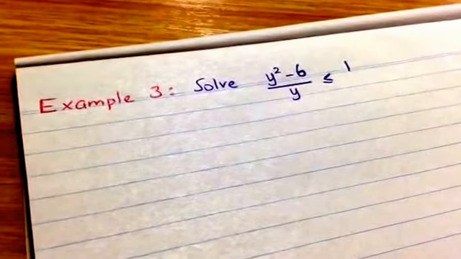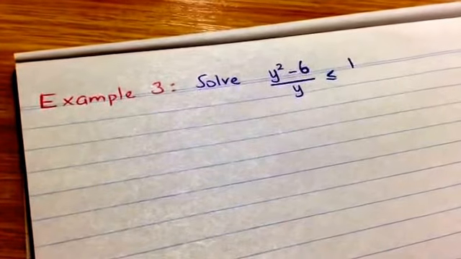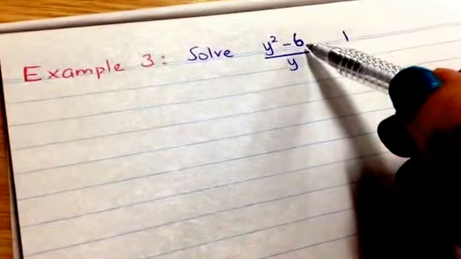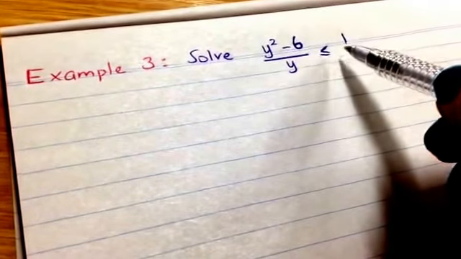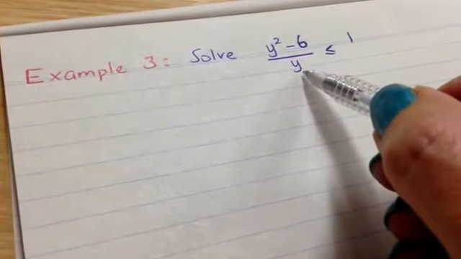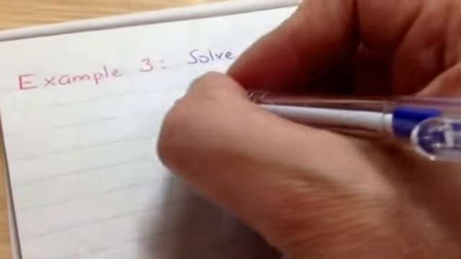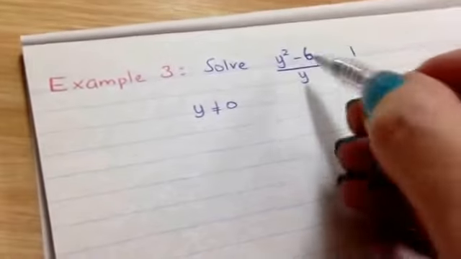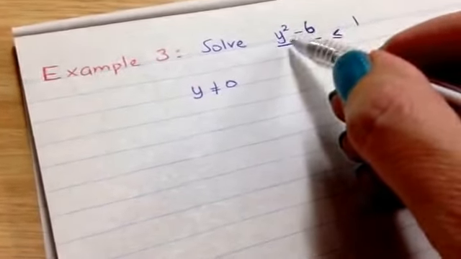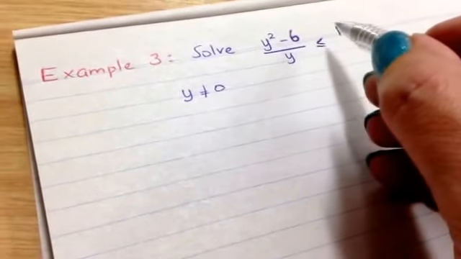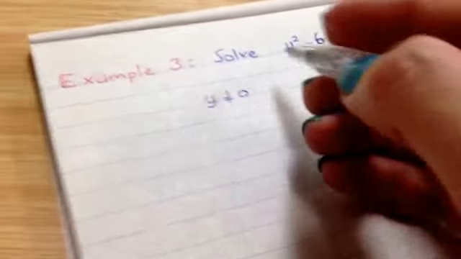And the third example of an inequation with a pronumeral in the denominator is this one: y squared minus 6 over y is less than or equal to 1. Now, clearly y cannot equal 0, so you need to write that down first. Then the next thing you have to do is multiply both sides of the inequation by the denominator squared. So you're going to multiply both sides by y squared.